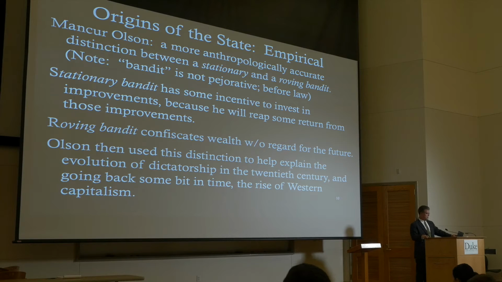The empirical origins of the state seem to be more like what the economist Mancur Olson came up with. It's more anthropologically accurate. He makes a distinction between stationary and roving bandits. Roving bandits are just groups of thieves, bandits, who go around, and if they find a farm, they steal everything. Well, if that farmer cannot defend himself and his family, he's going to stop planting stuff. Next time the bandit comes, there won't be anything.